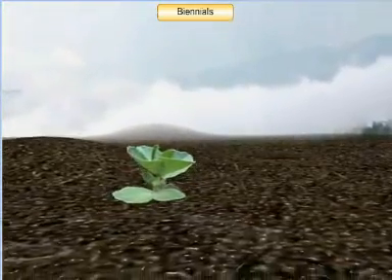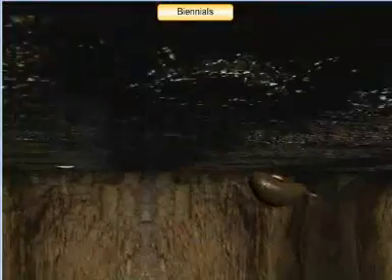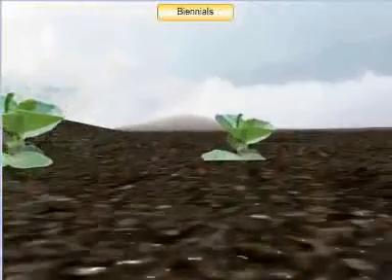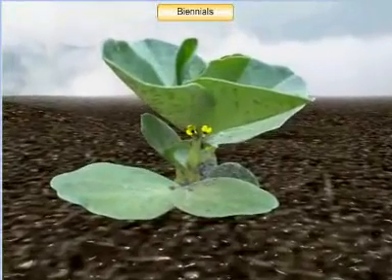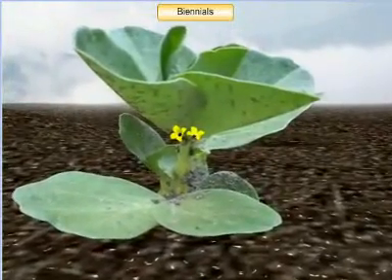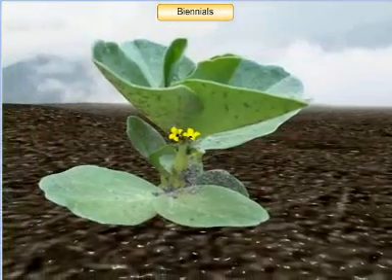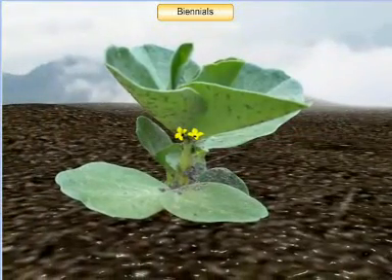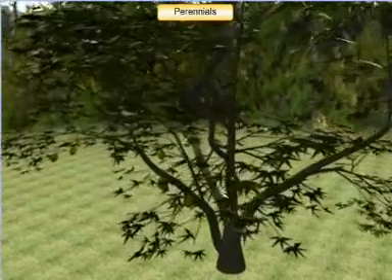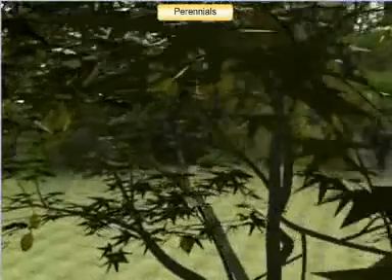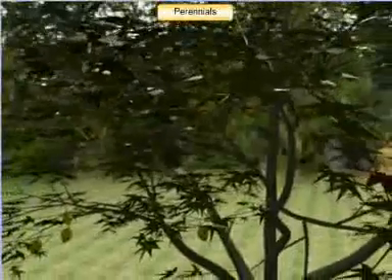In biennials, the growth of the vegetative plant from seed takes place during the first year, and flowers and fruit develop during the second year. An example of a biennial plant is beet. Unlike the other two types, the perennial plants grow for many years and often flower annually. Mango tree is an example of a perennial angiosperm.